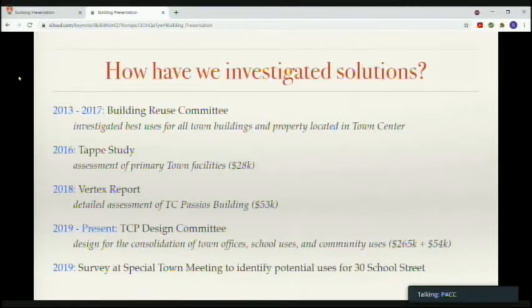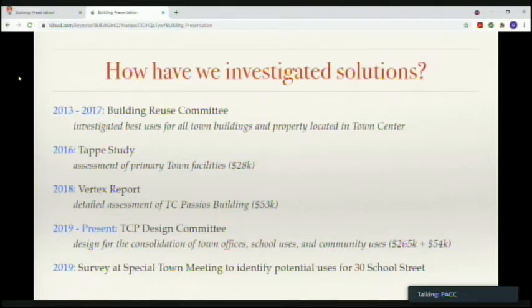Now, the TCP Design Committee was created in 2019. Based on the TAPE and Vertex reports, all indicators were that the TC Pastos building was best conditioned for a consolidation of town offices, school uses, and community uses. And so this committee was created to identify how that would work, what that would look like. That was in May of 2019, when the town meeting appropriated those funds, and that summer the select board created the TCP Design Committee.